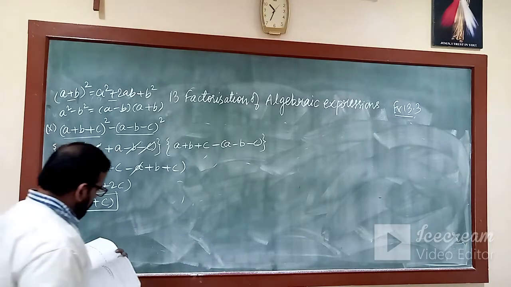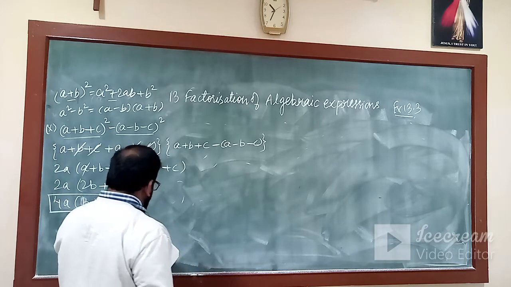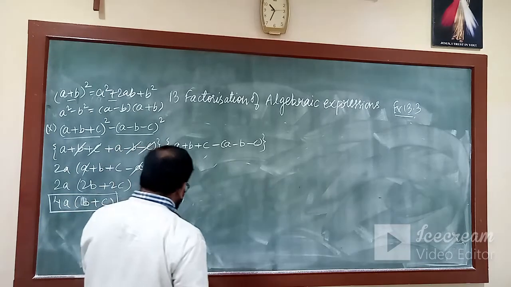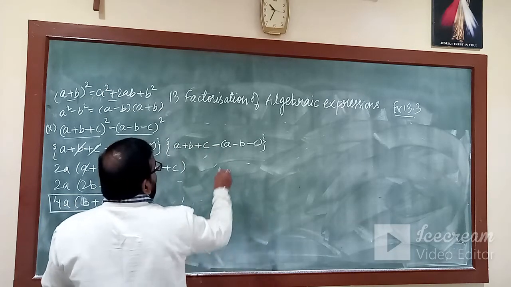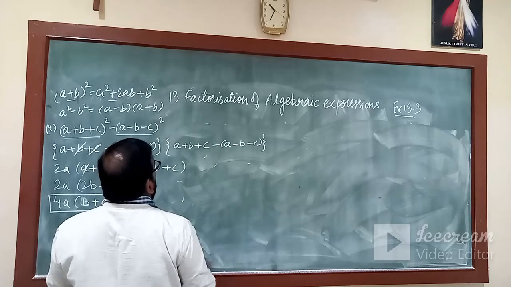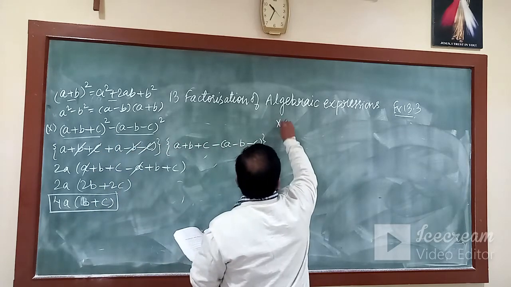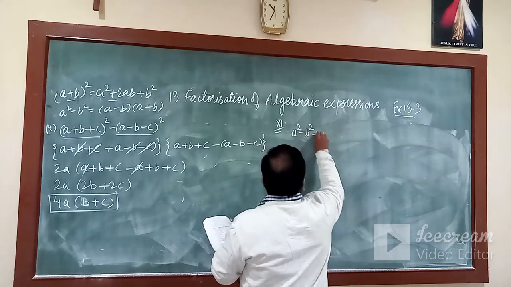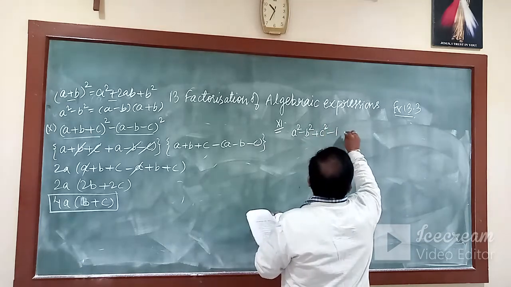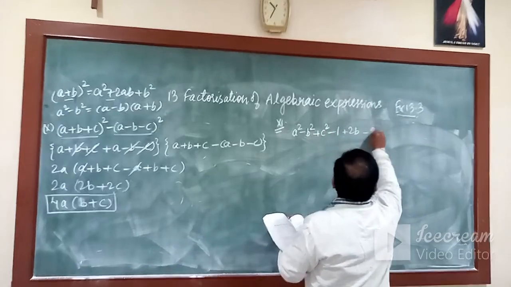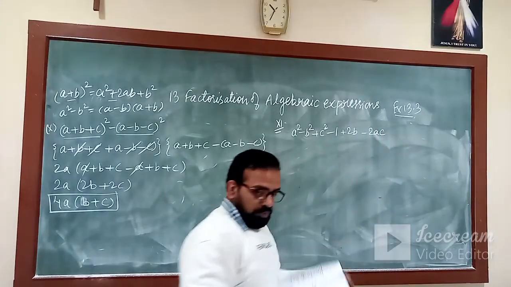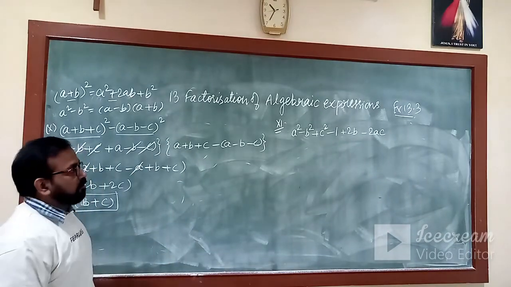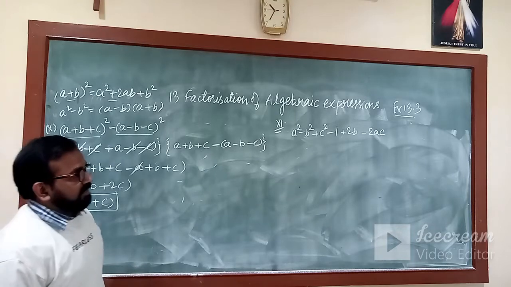Now let us see one more question of a different type. Let's see question number 11, which is a square minus b square plus c square minus 1 plus 2b minus 2ac. In questions like this, where we are not finding anything that we can take as common or make groups of, we have to look for the identities.